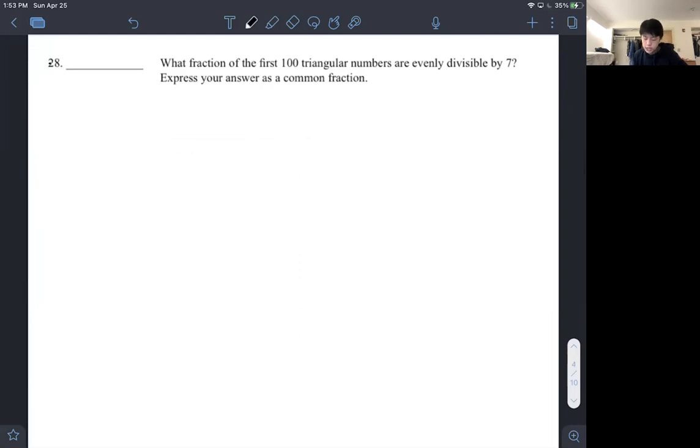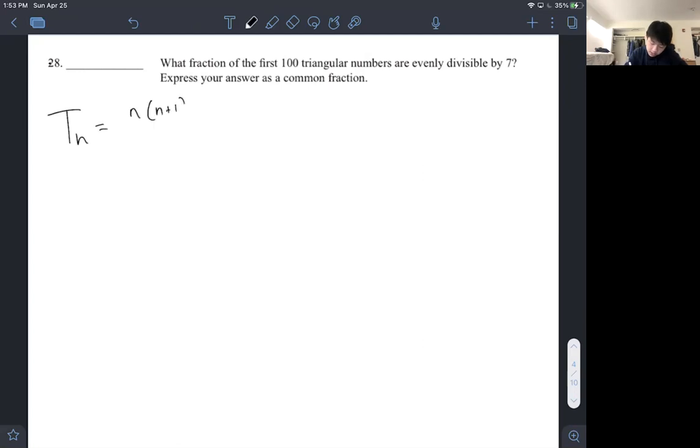All right, here's problem 28. What fraction of the first 100 triangular numbers are evenly divisible by 7? Express your answer as a common fraction. And so we first need to figure out what the triangular numbers are.